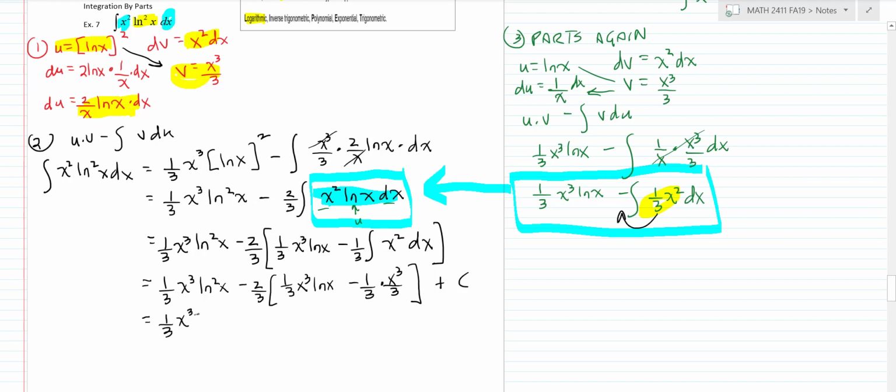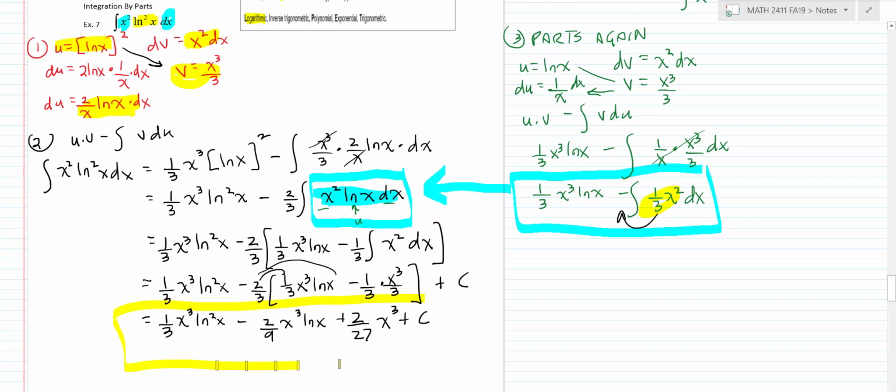I'll keep going and simplify as far as we can. That's going to be 1/3 x cubed ln squared x. I'm going to go ahead and distribute now, so that would be minus 2/9 x to the third ln x. And then this part right here, you would have a plus, so 2 times 1, and then 3 times 3 times 3 would be 27, x to the third plus c. So that should be the result of that problem.